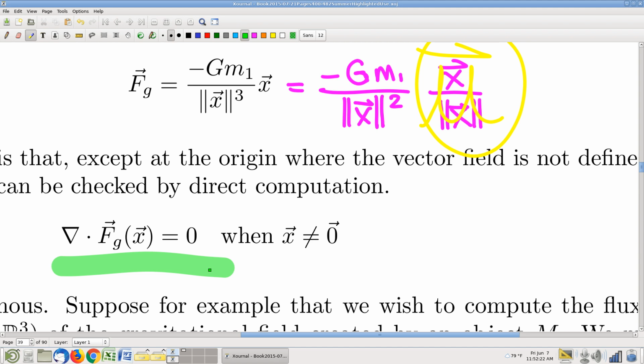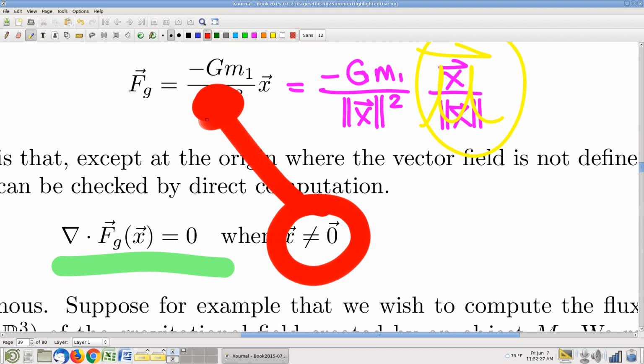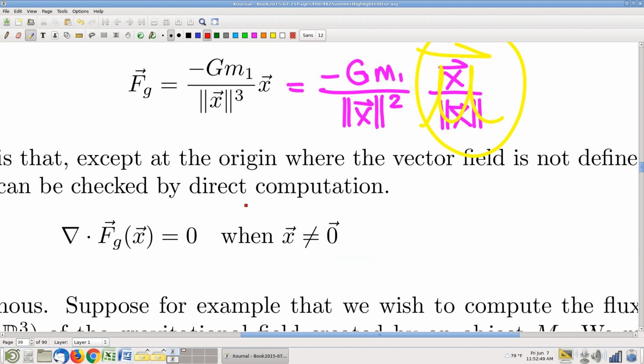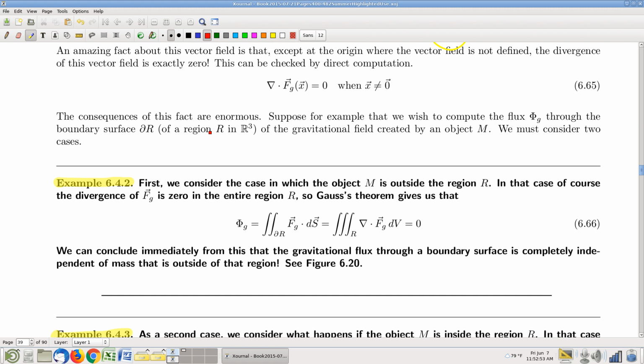Now, of course, disclaimer, when x is 0, there's this huge explosion, right? And this vector field isn't even defined when x is equal to 0. So we can't talk about what the divergence is at x equals 0, right? But everywhere else, the divergence is 0. Okay. All right. So here's some powerful consequences of this. It's really surprising how this works.